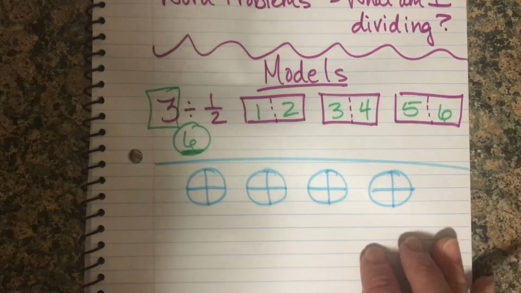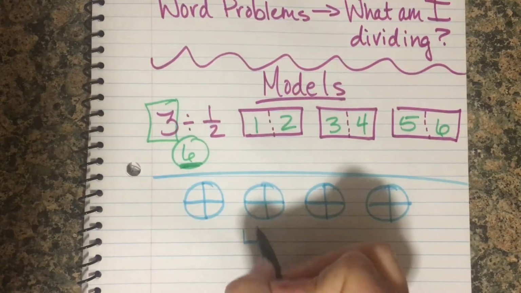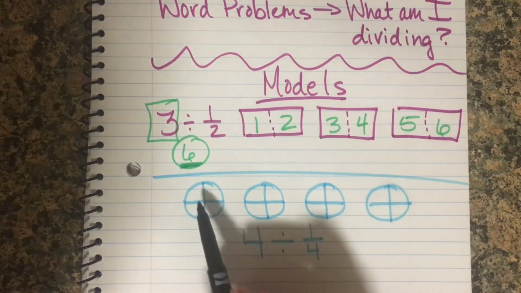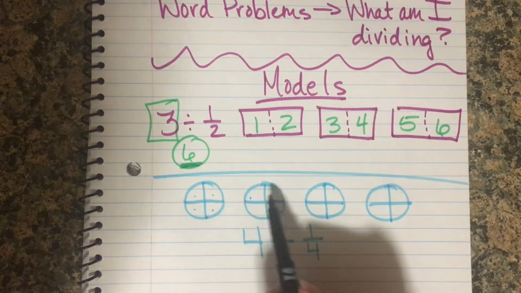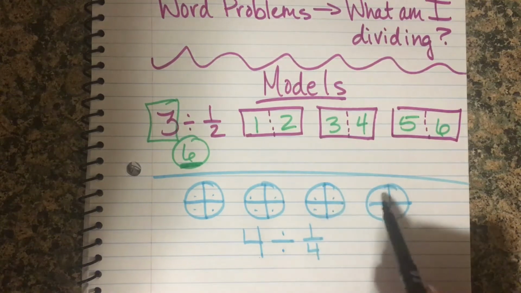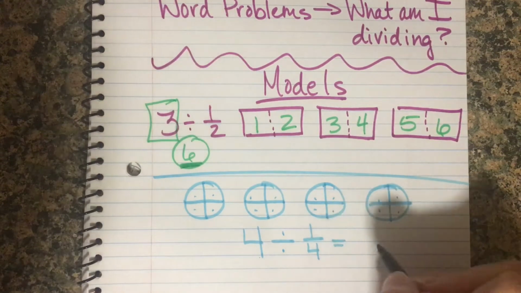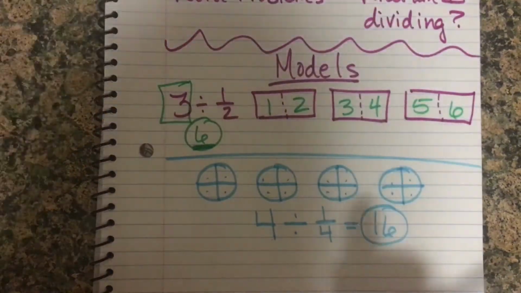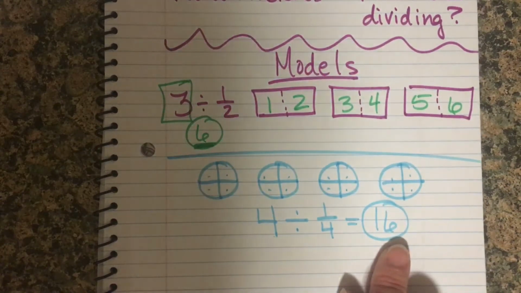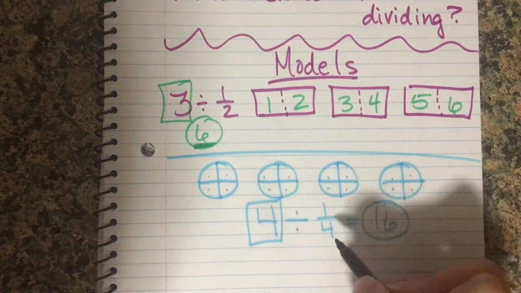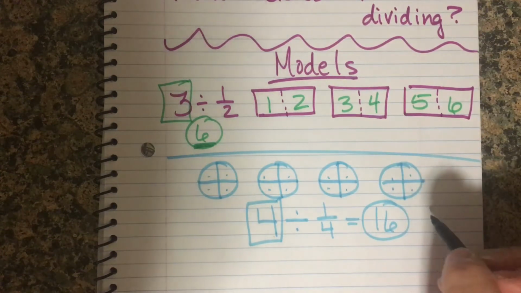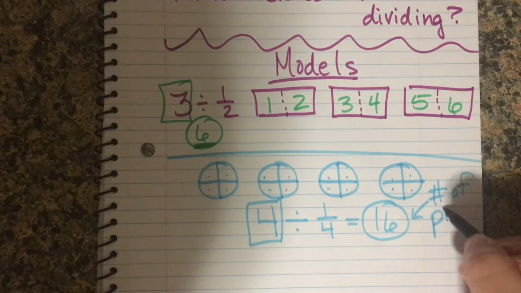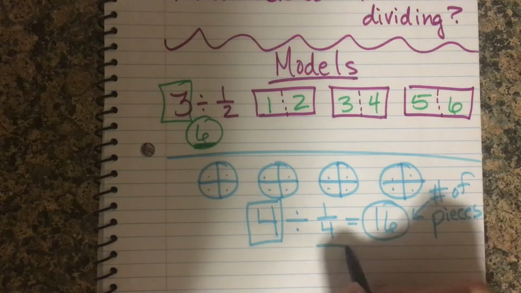So this model represents 4 divided by 1/4, and I create 1, 2, 3, 4, 5, 6, 7, 8, 9, 10, 11, 12, 13, 14, 15, 16. So I make 16 pieces out of that 1/4. Notice how my answer is a larger whole number. When you start with a whole number, your answer is going to be a larger whole number. This is the number of pieces I get after creating 1/4 size portions.